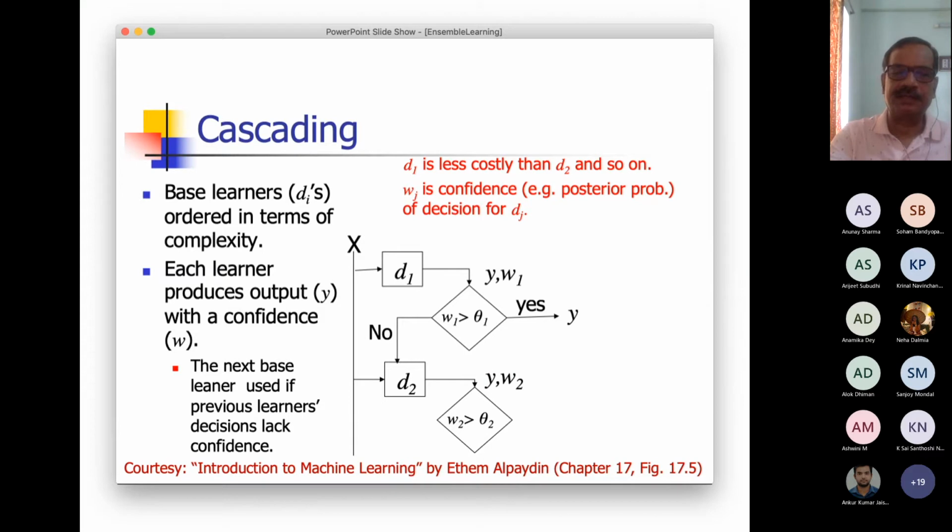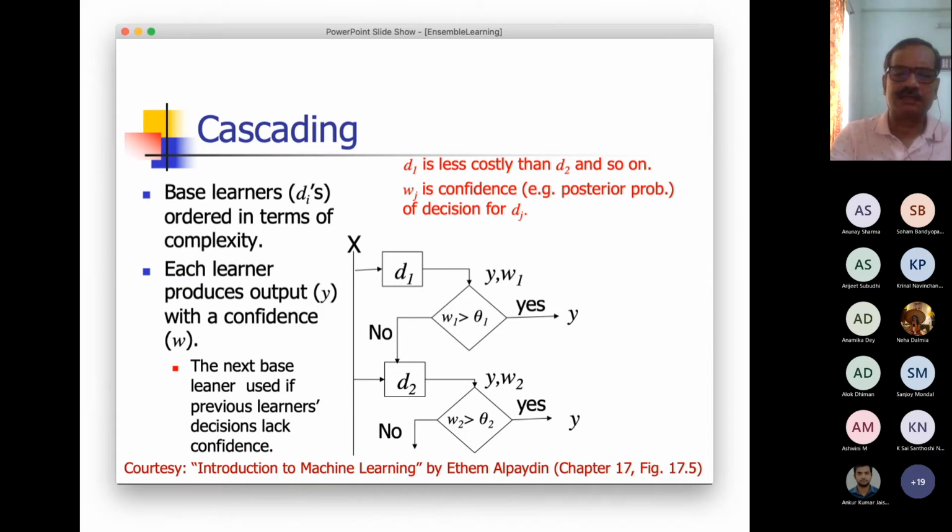That means you feed the model, you test the input sample with that learner, check what the decision is, and you go on doing these things. Of course, you have a finite number of experts. So finally, you have to choose a decision, or you can also ignore a decision if it is not of sufficient confidence. So this is the cascading approach.